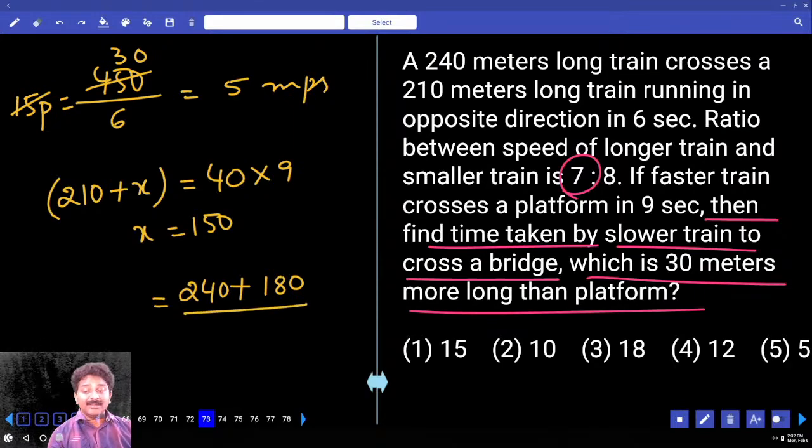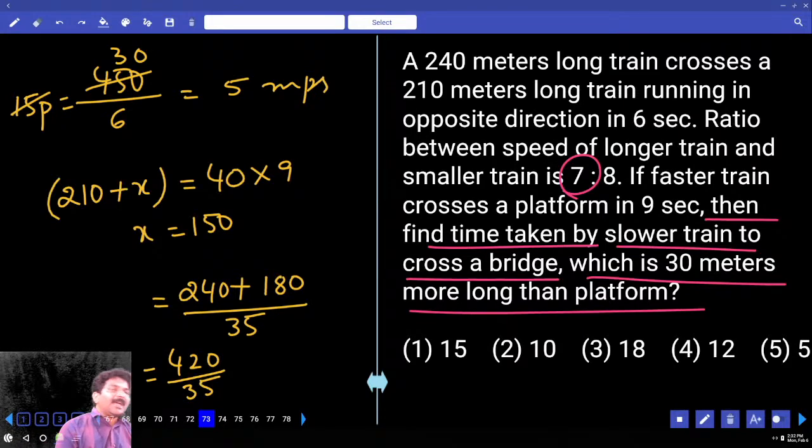With the speed of 7 parts, that is 35. 420 by 35. What is 35 times 10? 350. Apart from 350, how much more is the numerator? 70. That means 2 times 35, which gives 12 seconds.